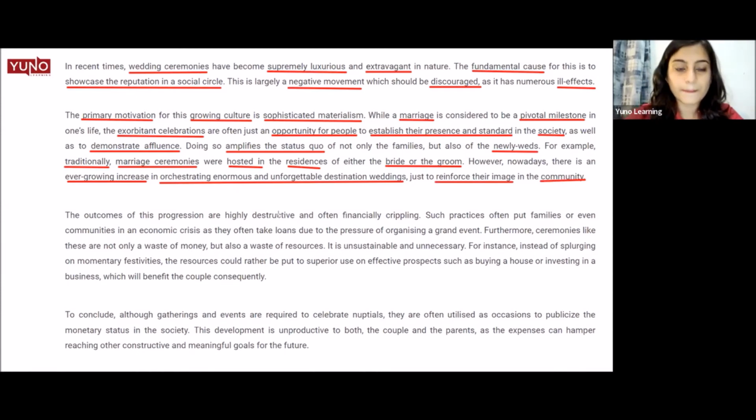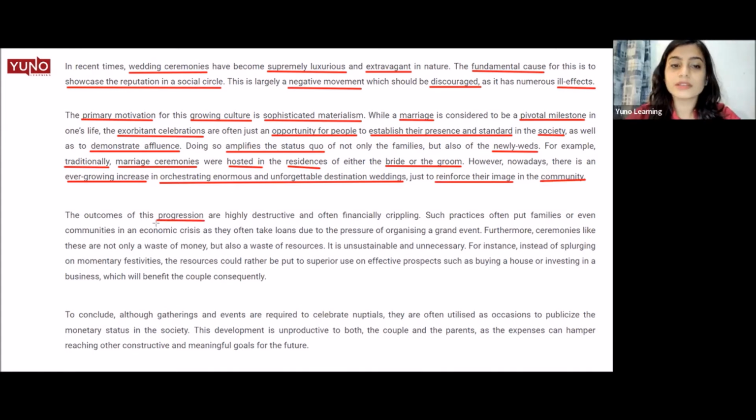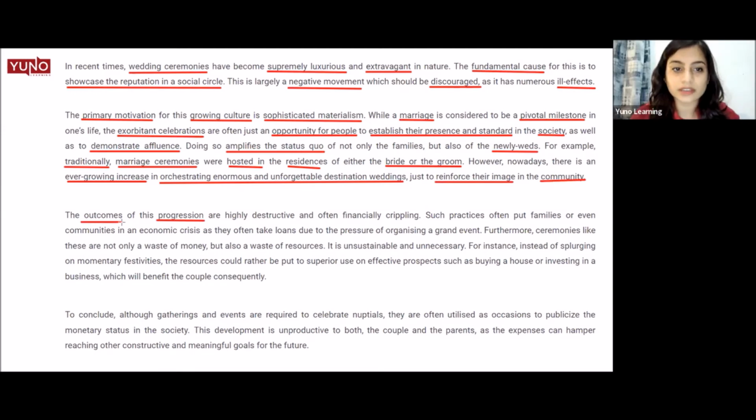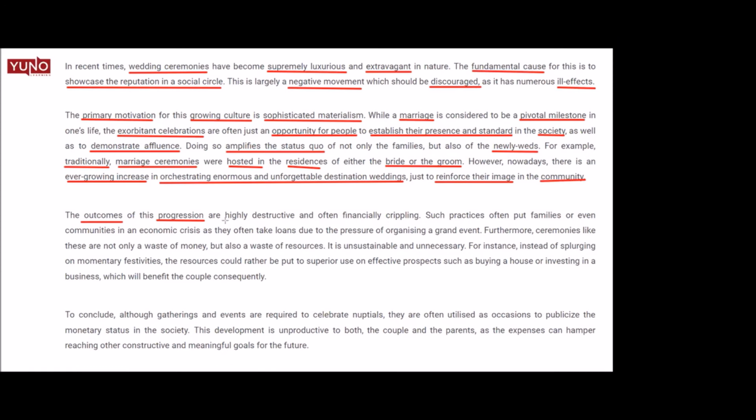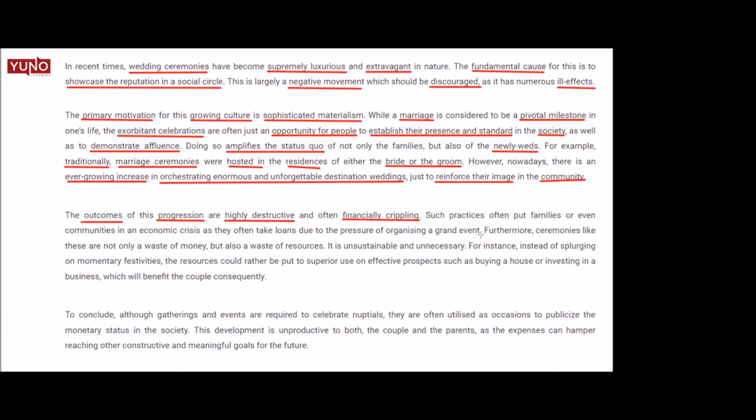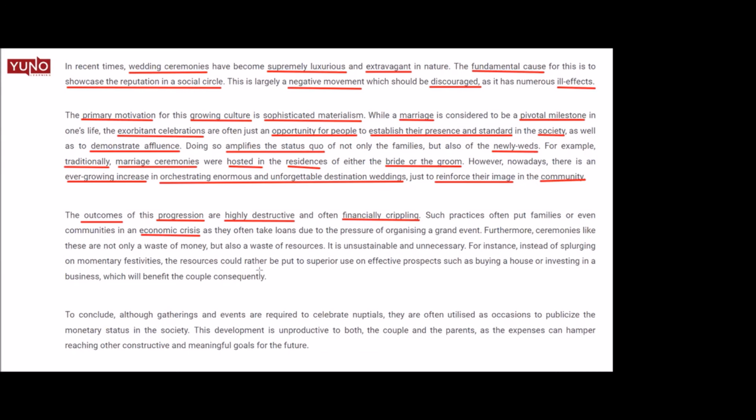Progression, yes, fine. Outcome means movement, trend, outcome. Yes, the result, the consequence. What is the consequence of this trend, the outcomes of this progression? All right. Next, highly destructive, financially crippling. Yes. Anyone else? Next. Let's move on. Economic crisis. Yes, economic crisis. I want everybody to participate. So, guys, please speak up. If you spot some words, go on.